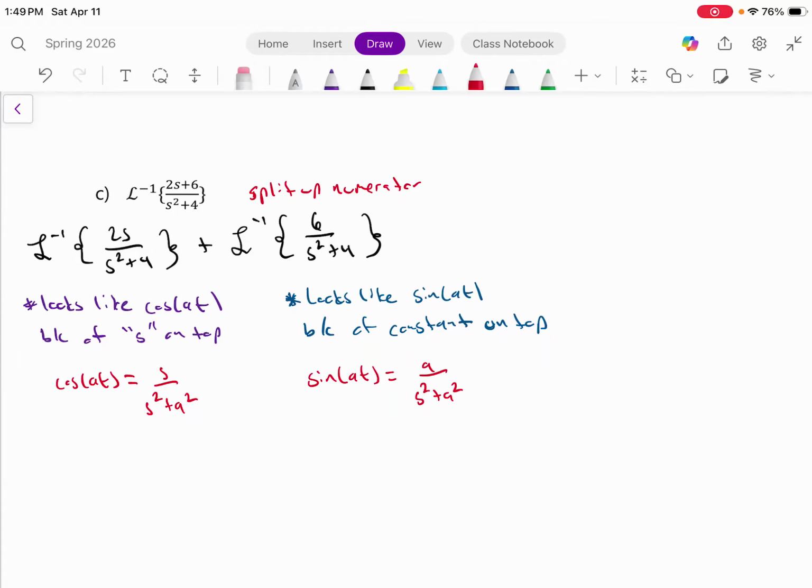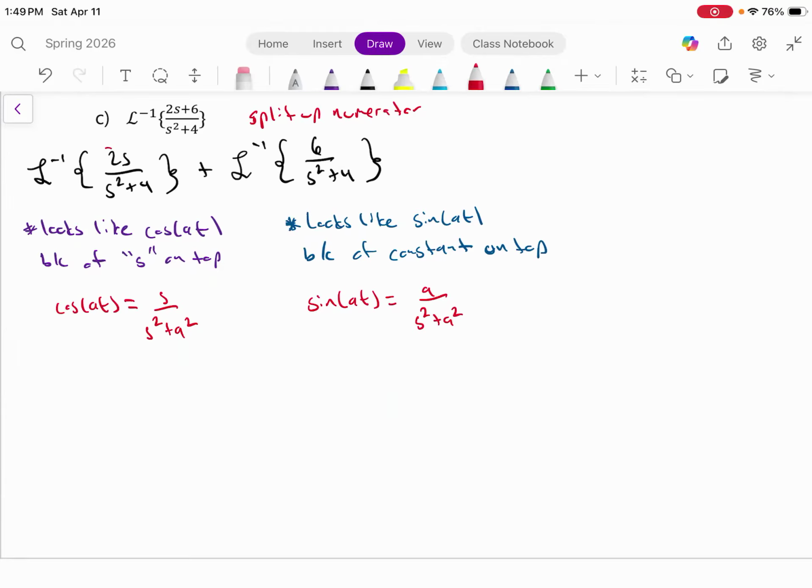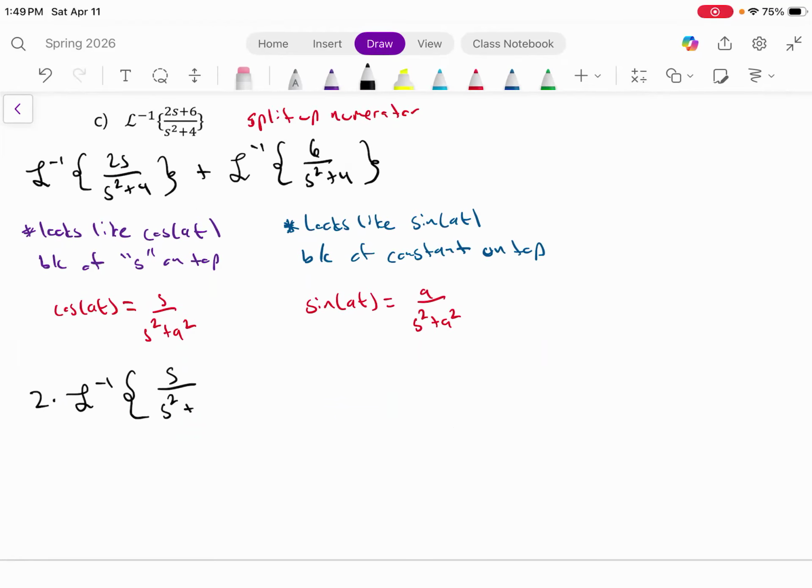So one thing I could do for this first term is take out a 2. Okay, so we could take out a 2, like 2 times the inverse Laplace of s over s squared plus, and what I could do is turn this 4 into 2 squared. So then a just equals 2. What am I doing with a? It's because cosine of at has a squared in the denominator. That's why I want to figure out what a is.